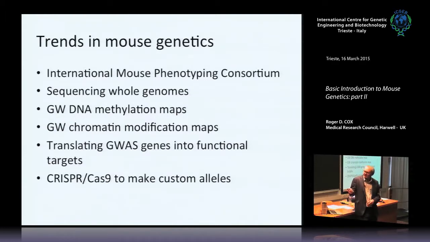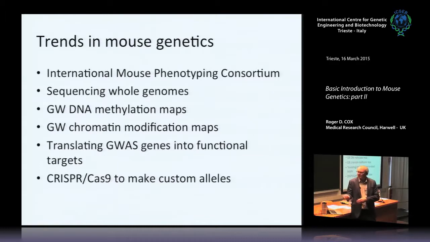So I think you're going to hear about, this is just some trends that I stuck up. The International Mouse Phenotyping Consortium you're going to hear about. Whole genome sequencing has got a lot cheaper. There are these big maps that ENCODE and other organizations are doing, providing publicly available data on DNA methylation maps, histone methylation maps, chromatin modification maps. There's useful data for your experiments potentially. This is just my own pet thing, trying to understand which genes underlie genome-wide association study traits in humans, using the mouse as a model.